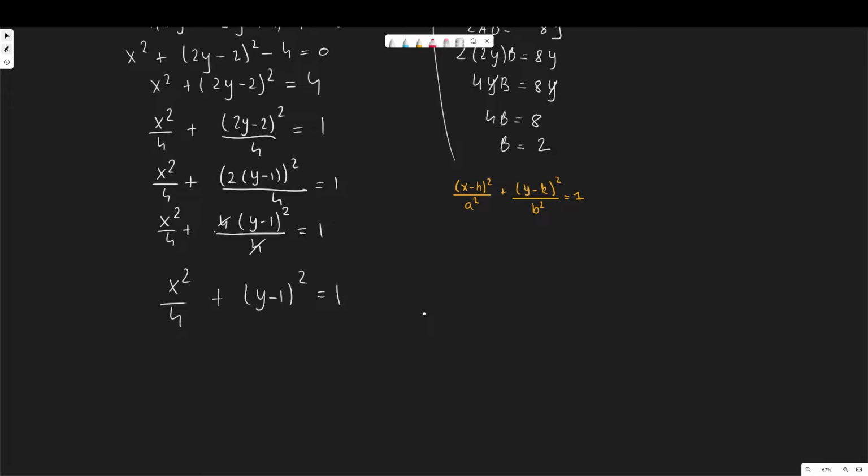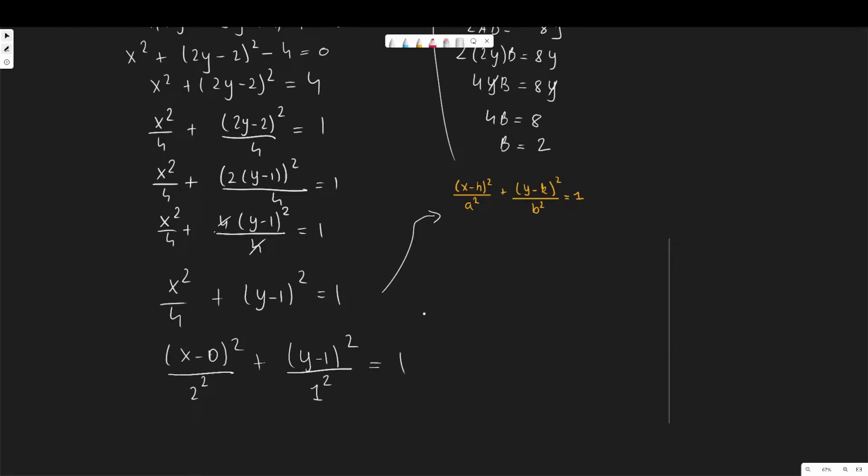And to write it down in the general form, we can write x squared as x minus 0 squared over 4, which is the same as 2 squared, plus y minus 1 squared over 1, which is the same as 1 squared is equal to 1. So now we have our general formula of an ellipse. And now let's sketch this.